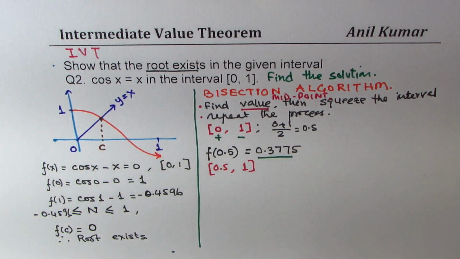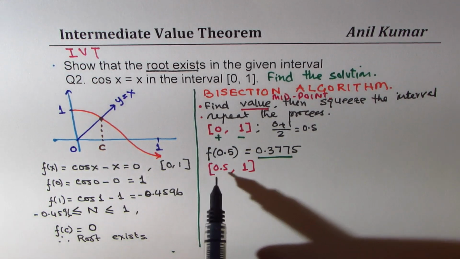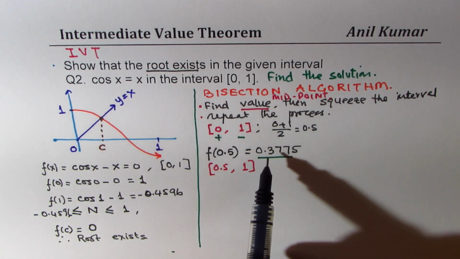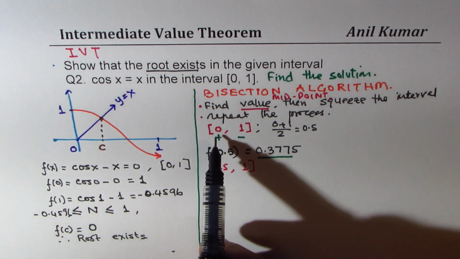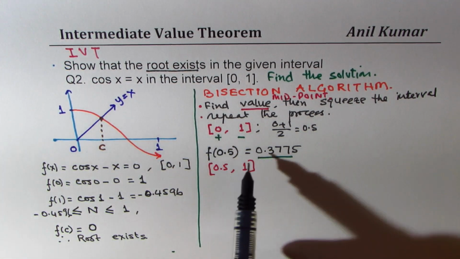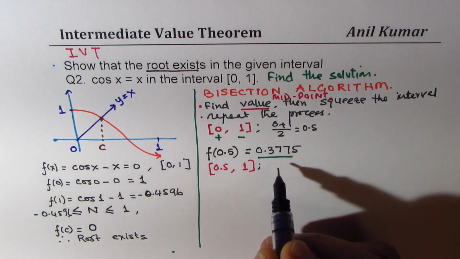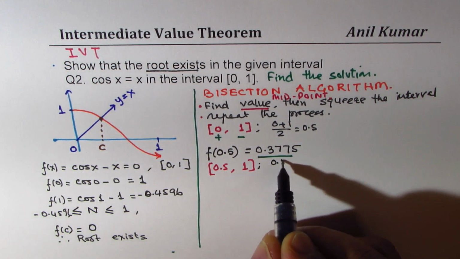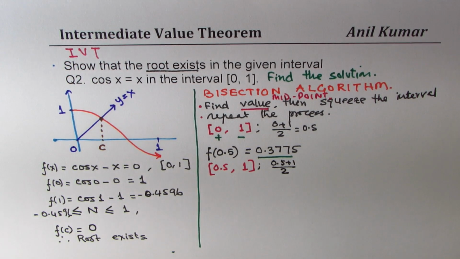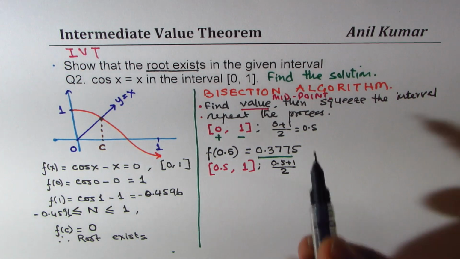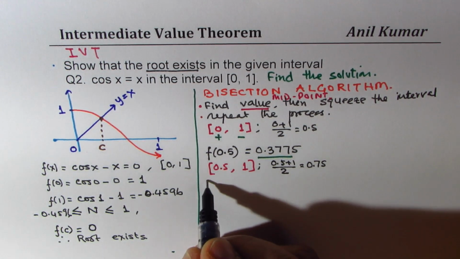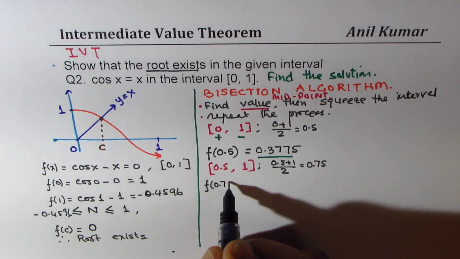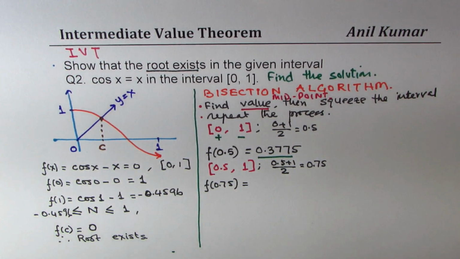So we kind of squeezed our interval. So now the interval is smaller. Do you see that? Since we got a positive value, we replace the original point A with the new point. Now again find the mid value, that is 0.5 plus 1 divided by 2. 1.5 divided by 2 is 0.75, correct? So we'll now find the value of the function at 0.75.